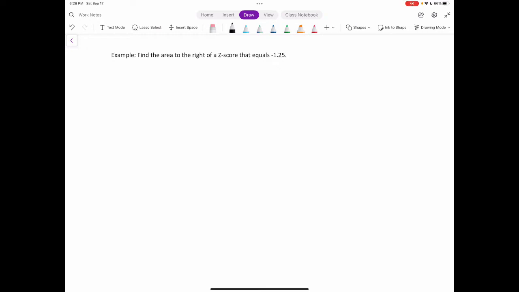All right. And in stats it's always helpful to draw a picture, so we'll do exactly that. So we have our normal curve. When we talk about z-scores, we're talking about normal curves. Let's draw that a little better.